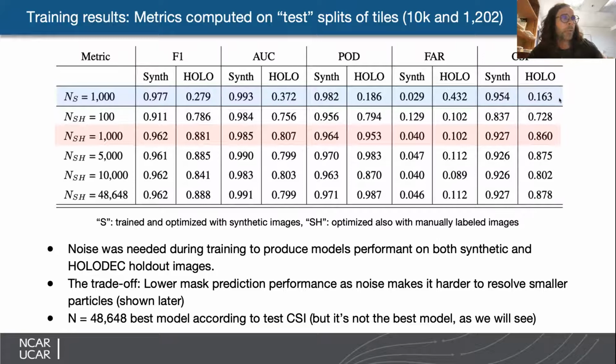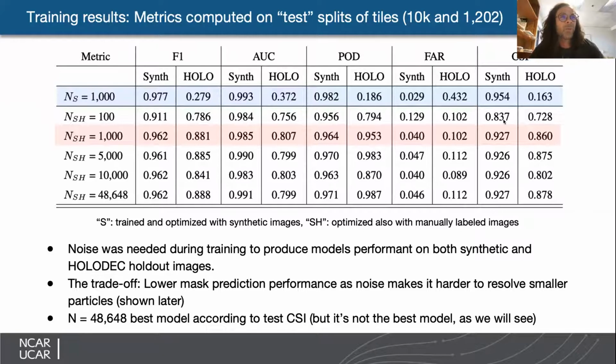I think it's pretty clear that the model trained with noise got a CSI of 86%, and the other one without noise was 16%. That's the only thing that's different between these 2 models. Everything else is the same: same number of waves, same number of planes reconstructed. It's just that one's trained with noise, the other was not. Huge performance improvement on the holodeck images.